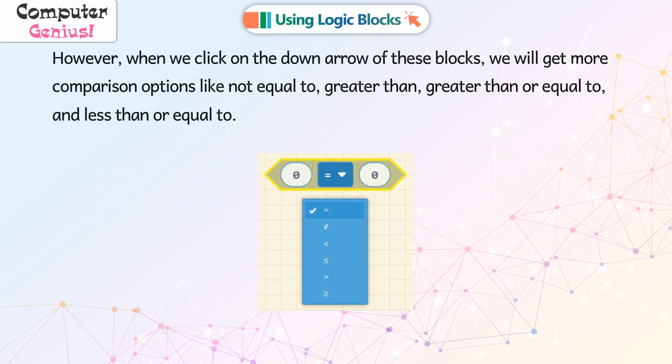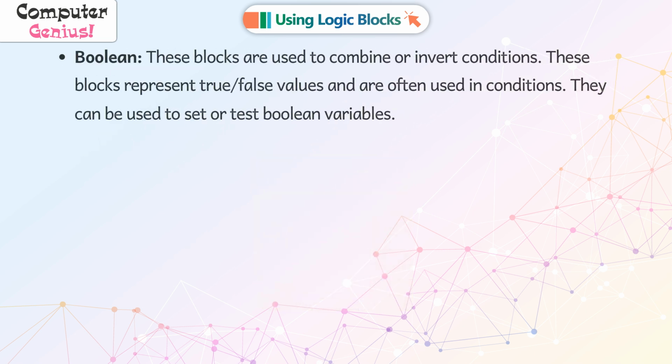However, when we click on the down arrow of these blocks, we will get more comparison options like not equal to, greater than or equal to, and less than or equal to.